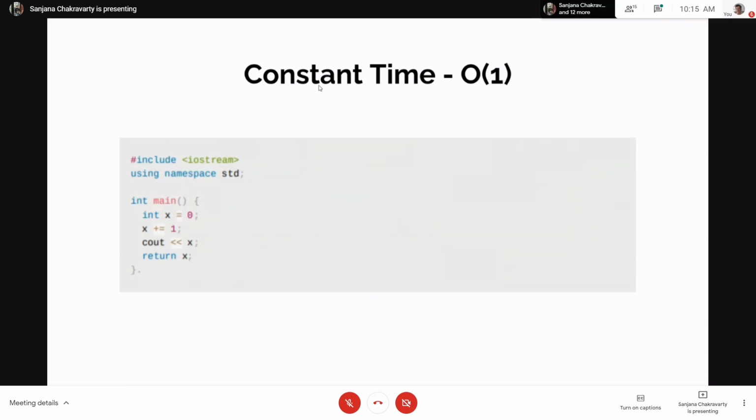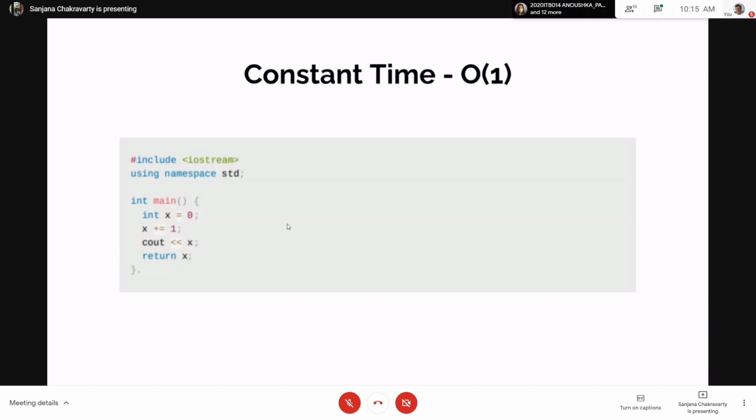Now, one of the best performing time complexities is constant time. I have an example program for you. Suppose X is your input. So we have one operation which takes input for X, one operation which assigns to X, one operation which accesses the value from X, and one operation which adds 1 to X. And then we have one operation which prints X. So that is a total of 5 operations.